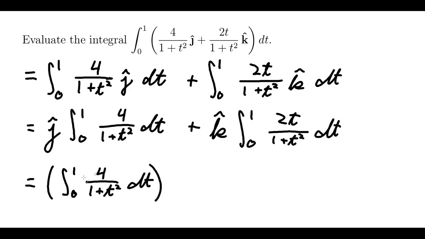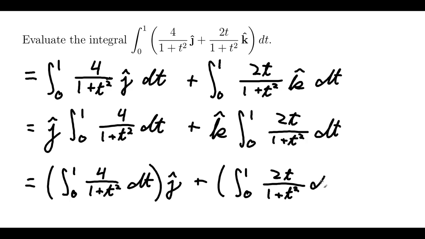That quantity, looking at what's in the parentheses here, you see this is just a scalar, right? There is no vector business here. This is just a Calc 1 style problem. But that is times j. And then we have the integral from 0 to 1 of 2t over 1 plus t squared dt. Again, another Calc 1 style integral here, times k.